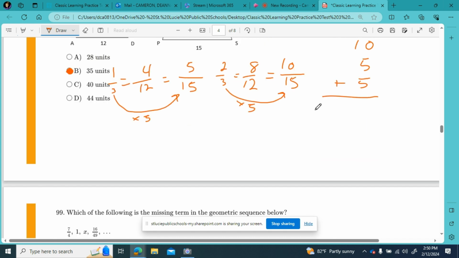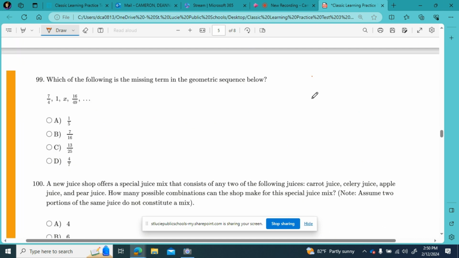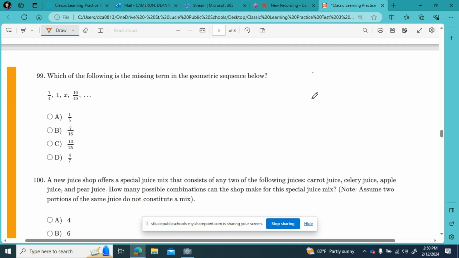And next, question number 99. Which of the following is the missing term in the geometric sequence below? 7/4. And since this is a fraction and all my answer choices are fractions, I'm going to look at my 1 as 1/1. And now we've got our missing term.